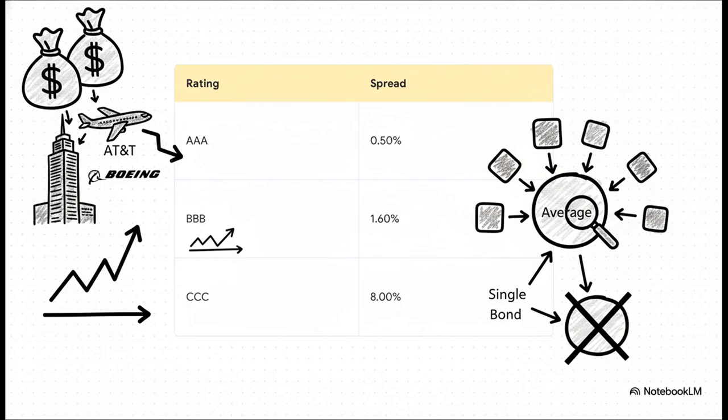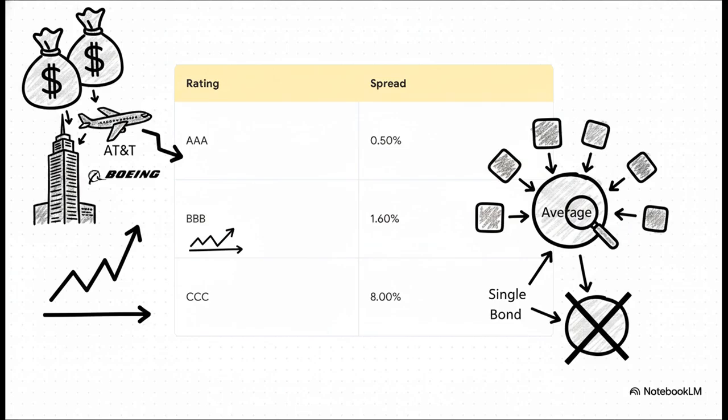Here, we're dealing with companies operating in highly liquid markets. From massive companies like AT&T or Boeing that have widely traded bonds, estimating their cost of debt is actually pretty straightforward. A AAA-rated firm might only pay a tiny 0.5% spread over the Treasury rate, but drop down to a highly risky CCC rating, and wow, that spread skyrockets to 8%. So how do we actually get these numbers?